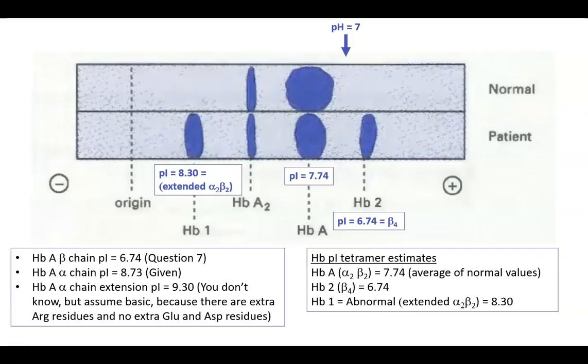And hemoglobin 1, again, I just averaged the two. But again, you didn't need to know that. You just needed to know that it was more basic than hemoglobin A. So I presented it to you in a way that's maybe more complicated than you need to. You just need to figure out which one's more acidic than normal and which one's more basic than normal. That's really all you had to do.